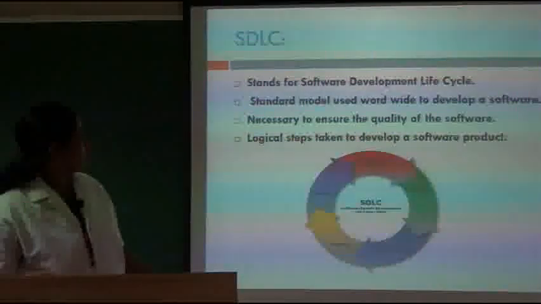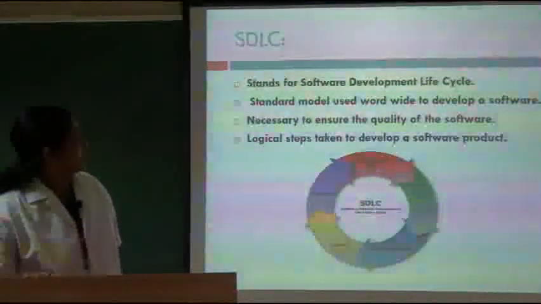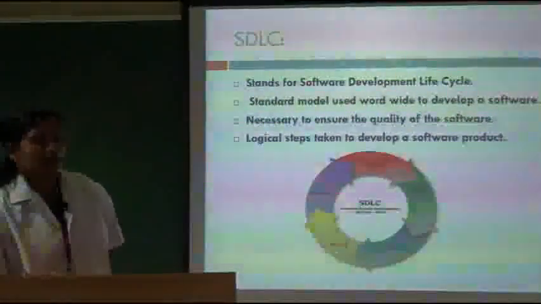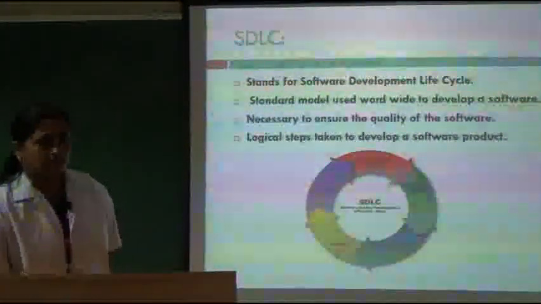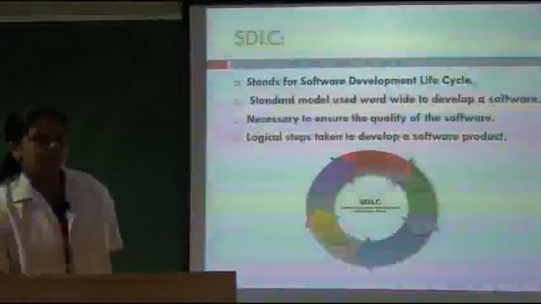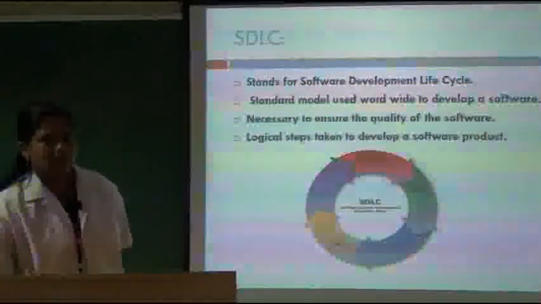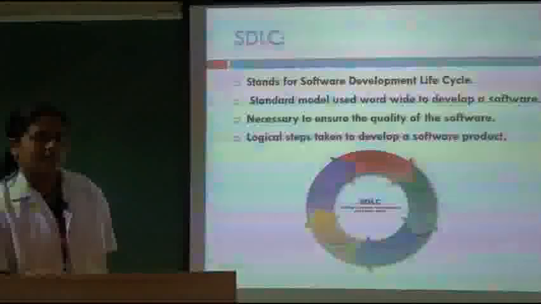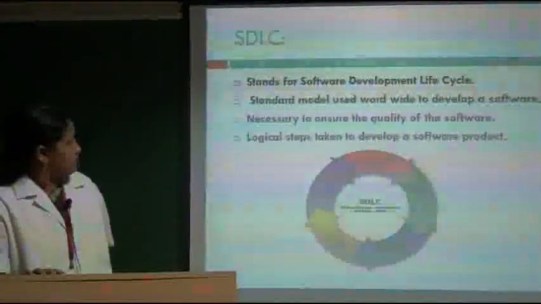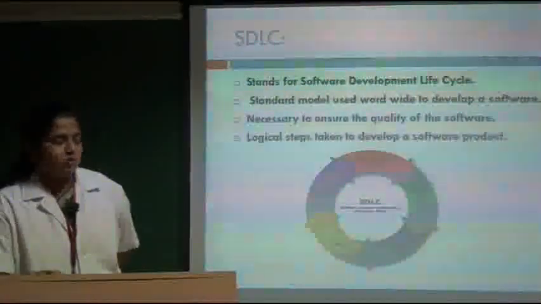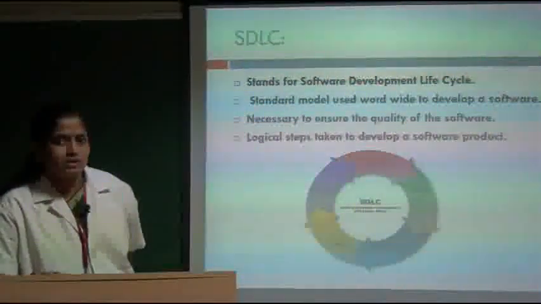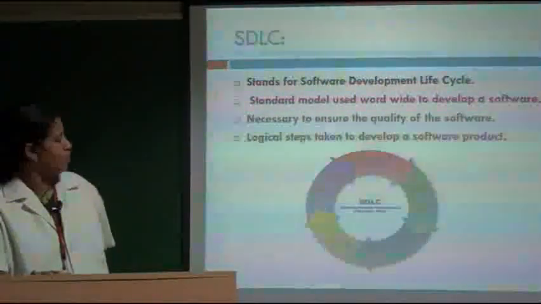What is SDLC? It stands for software development life cycle. We can say it is a standard model used for developing software. There should be an approach, a procedure, to do any task. If you want to carry out some task, there should be a methodology, there should be steps. At a small level we can say algorithm, at a higher level a model or a framework. Why do we have to follow a certain framework? To ensure the quality of the software. So we need to work under a certain framework.